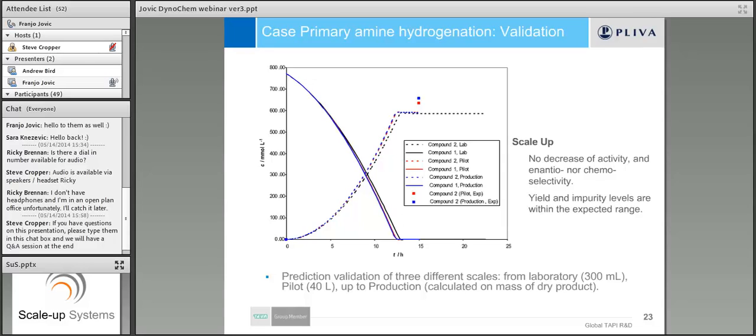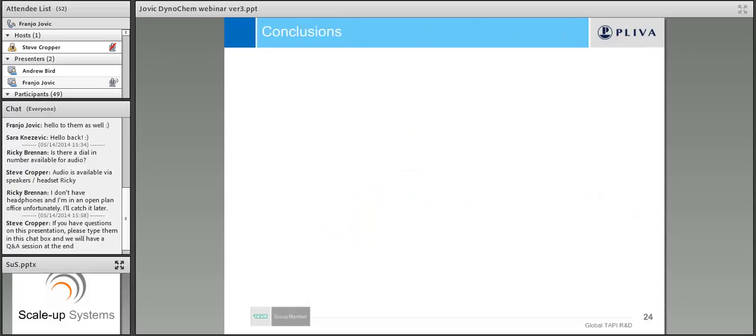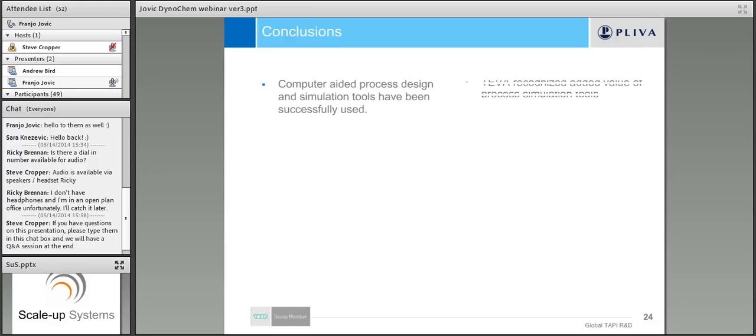So we consider a pretty good agreement between theoretical values and values predicted by the model. We also see no decrease of activity and chemoselectivity, and we have good impurity levels within the expected range. And of course, I will give some kind of conclusion. So at least I hope that I showed you that computer-aided process design could be really useful.